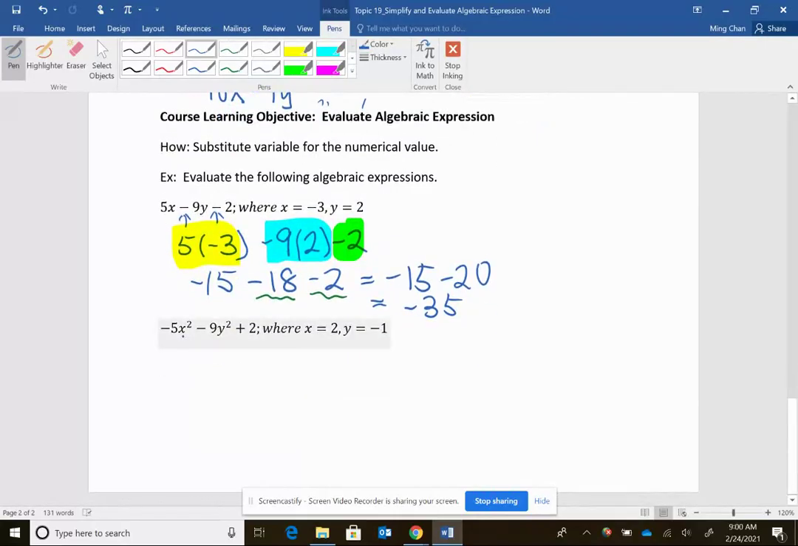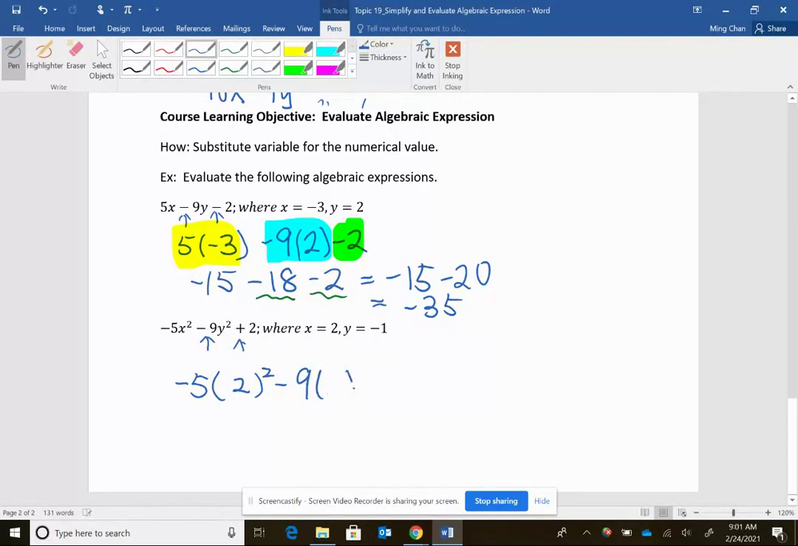This one has got some exponent in it. So we definitely got to use that parenthesis. So this expression, again, three terms. The first term is negative 5x squared, or you can say negative 5 times x squared. So negative 5 times, now I'm replacing x with 2, but don't forget the exponent is still on the outside the parenthesis, because it was on the outside the x. I'm replacing x with a 2, and I put that 2 in the parenthesis, so the exponent has to be on the outside. Second term, negative 9 times y squared.